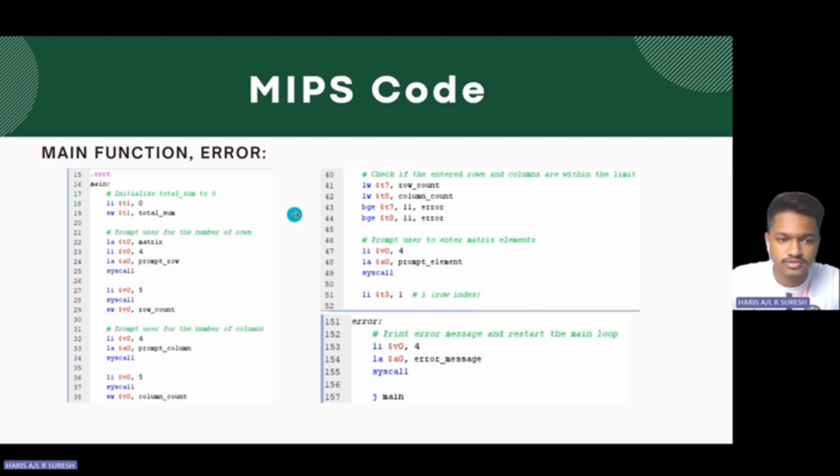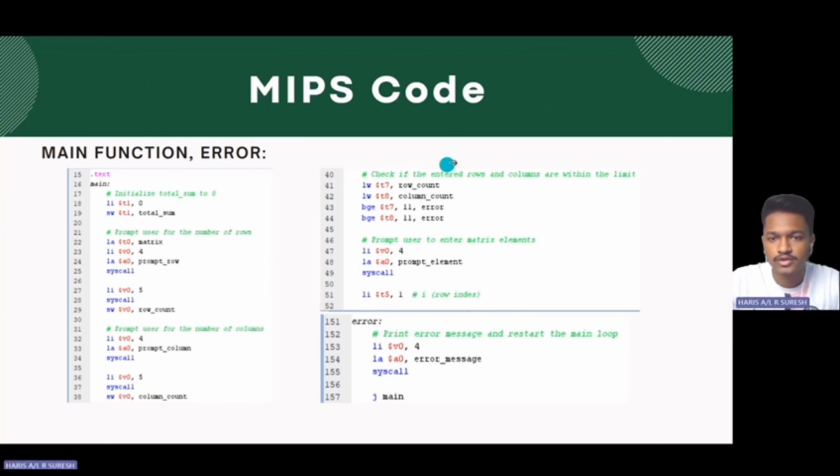Next step is to prompt the user to enter the number of rows. This number 4 indicates that we are going to print a string, which is the row prompt. And then this number 5 indicates that we are going to read an integer from the user. Then we will store the integer inside row count. Same thing goes for the number of columns.